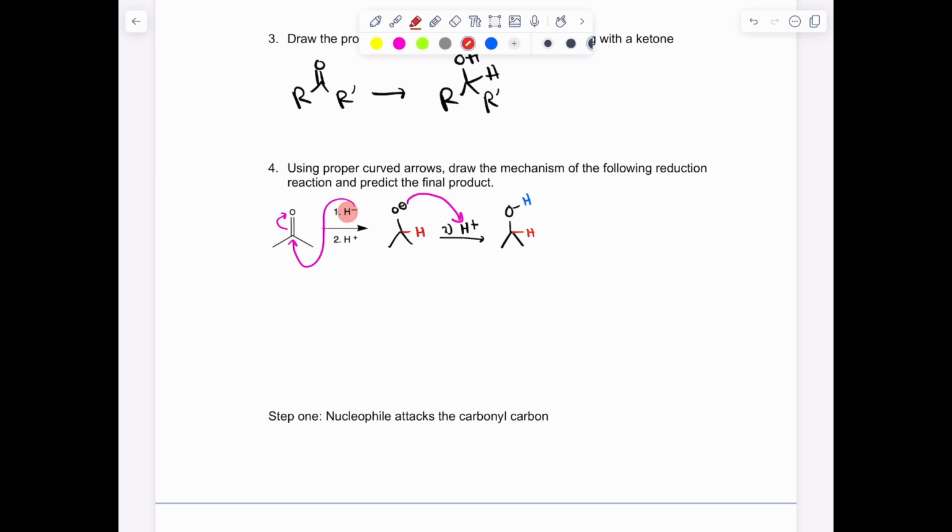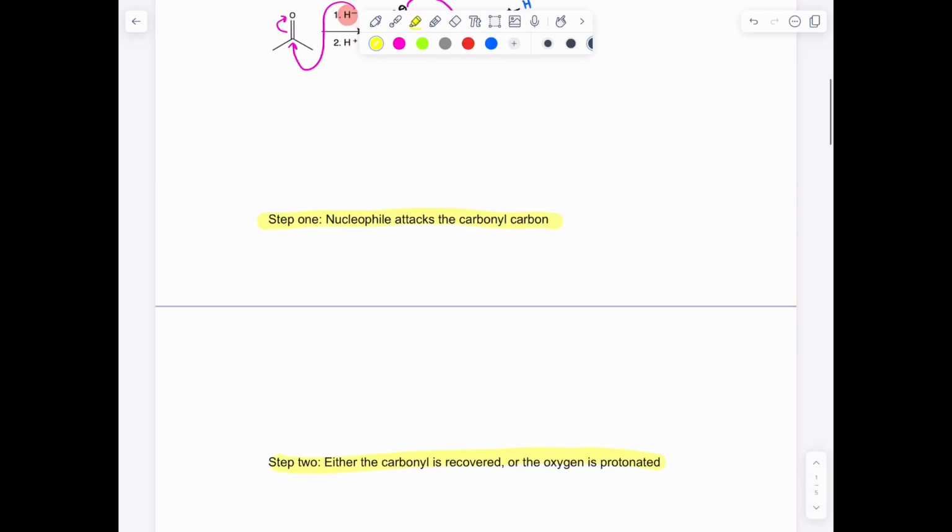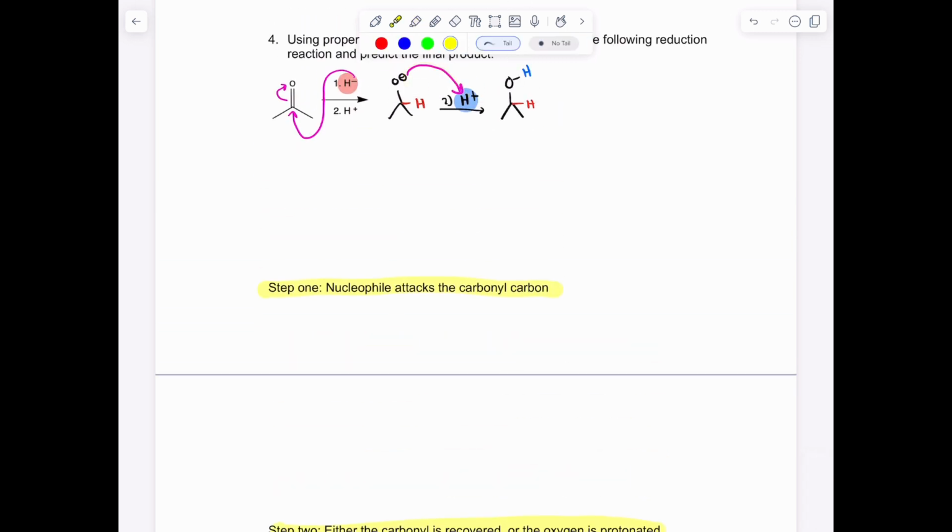And I've drawn the first proton in red because that was the hydride that did the attacking, and then the second proton is in blue because that was an acidic proton, or an H+, that was attacked by the oxygen. So again, step 1 was the nucleophile attacking the carbonyl carbon, which is shown here, and then the second step is where the oxygen is protonated, again as shown here.